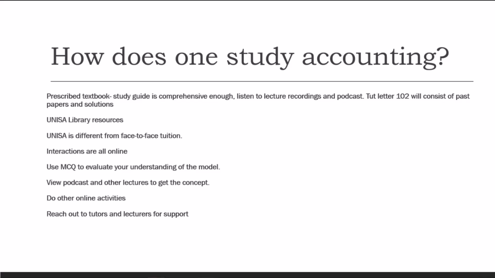Initially, when we start a certain standard like IAS 2, start with the MCQs to get a feel and try to get the understanding correct. Once the basics are right, the other things will follow. So try and do the MCQs just to evaluate your understanding of the module. View the podcast and other lectures to get the concepts. Do other online activities if you have the time.